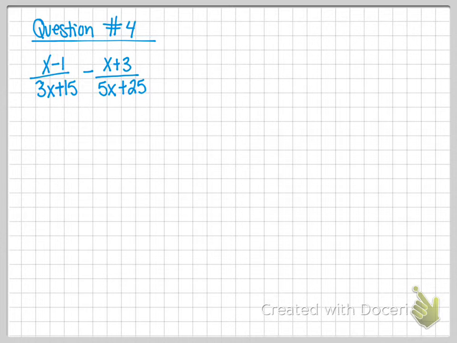For question number 4, we are asked to subtract two rational expressions. In doing so, when you're adding or subtracting a fraction, you need to make sure that you have common denominators. The first thing that I notice when I look into the denominators is that they both have a GCF, a greatest common factor. So that is one thing that we will need to factor is the denominator to see what they have in common.